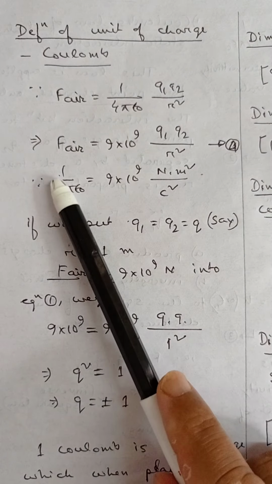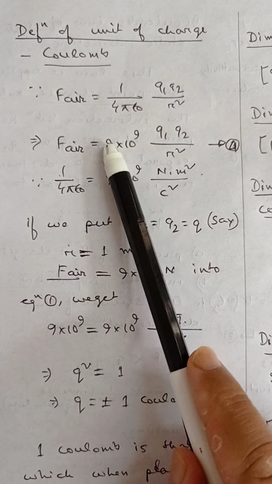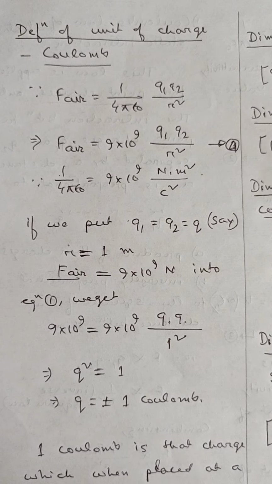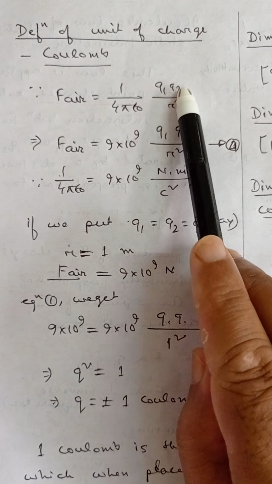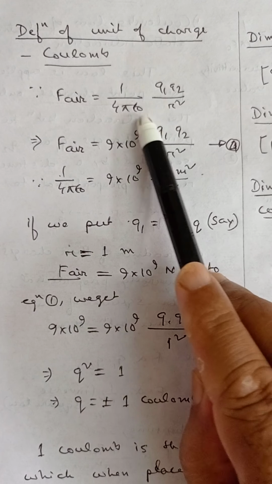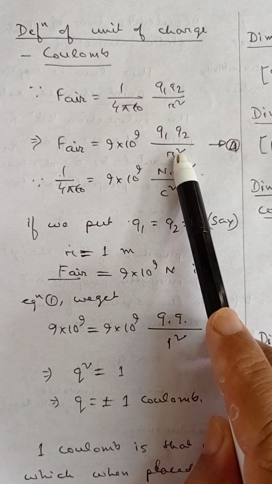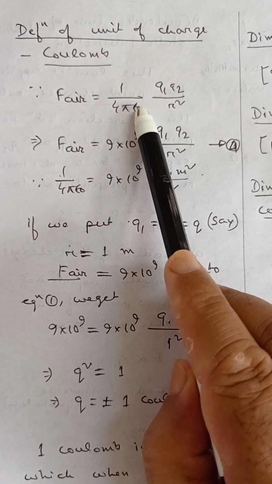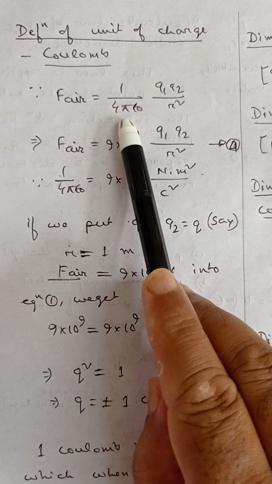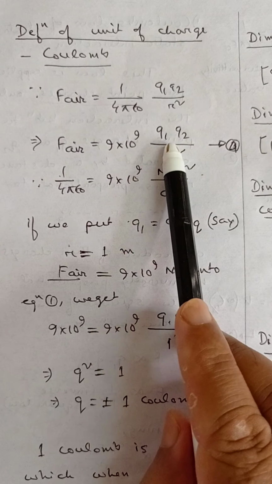What is 1 by 4 pi epsilon 0? It is 9 into 10 to the power 9. Therefore, F air is equal to 9 into 10 to the power 9 Q1 Q2 by R square. This is equation 4. That means when the point charges are separated by a certain distance in air medium, the force of interaction between them can be written like this, or in this way also, because 1 by 4 pi epsilon 0 is a constant value. 4 is constant, pi is constant, epsilon 0 is constant, so their product is also constant, and this value is this.